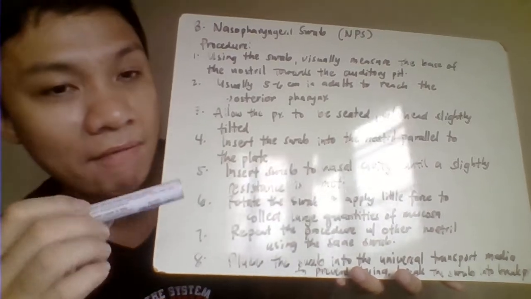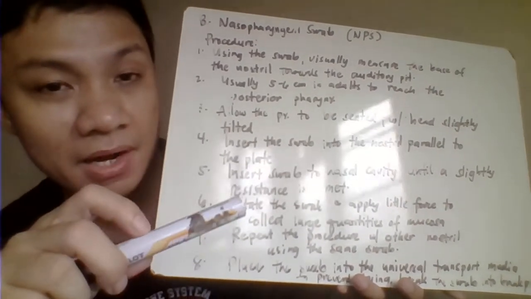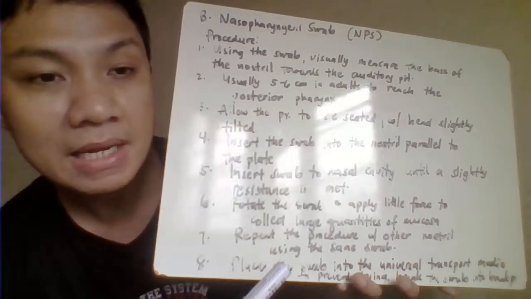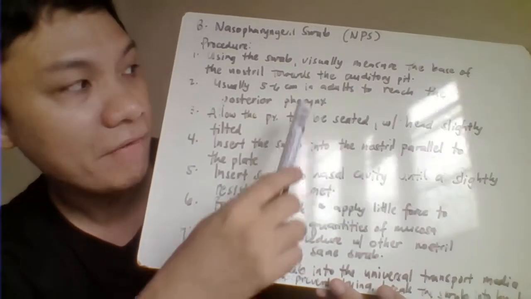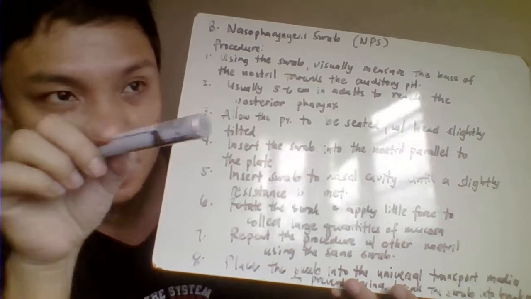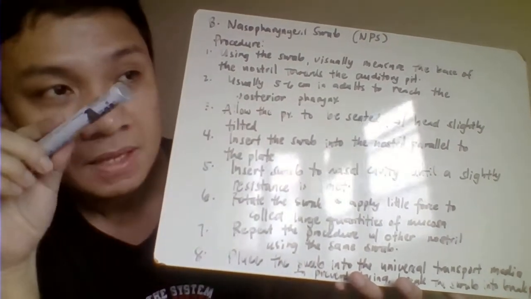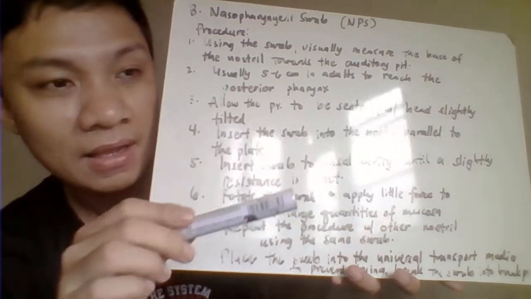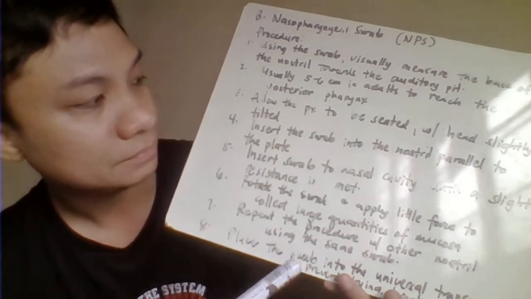Okay, so usually half. Some of the swabs have a marker or line showing how far you should insert it. Approximately for the adult patient, it should be 5 to 6 centimeters. So you insert it far enough to reach the most posterior nasopharyngeal area.